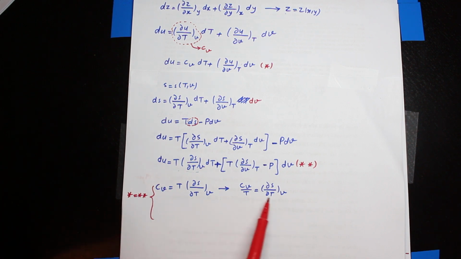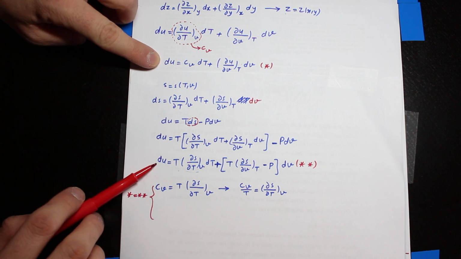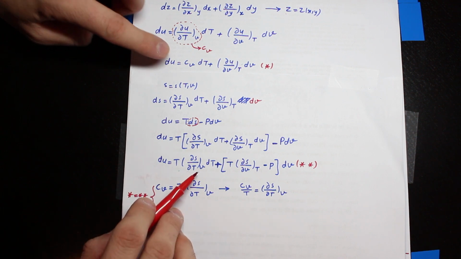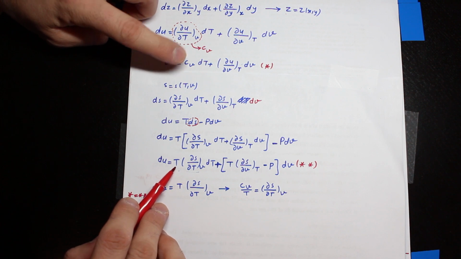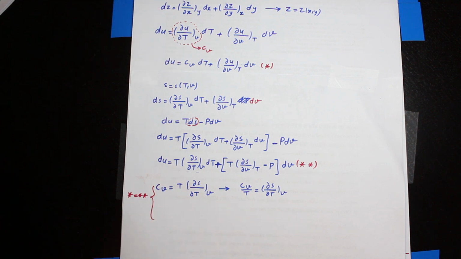Once again, the first line comes from the fact that if these two correlations are equal, then both of them are dU on the left hand side. That means the right hand side should also be the same. So the coefficient of dT that I have here should be equal to each other. So Cv is equal to this. That is exactly what I have here.